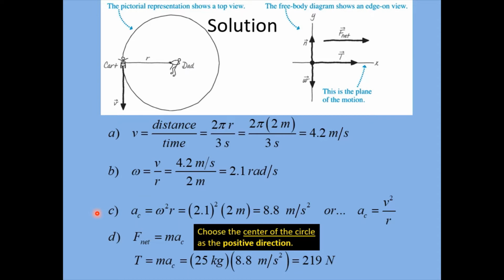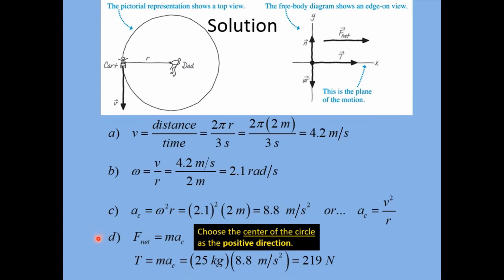Part C was to calculate the centripetal acceleration of the cart. There are 2 ways to do this. We can use centripetal acceleration equals v squared over r, and just plug in v as 4.2, square it, and divide by r, which was given as 2 meters. Or the other way is to use the equation centripetal acceleration equals omega squared times r. We just figured out omega, 2.1. We square that and multiply it by the radius, which is 2 meters, and we get an acceleration of 8.8 meters per second squared. So either method will give us the same answer.